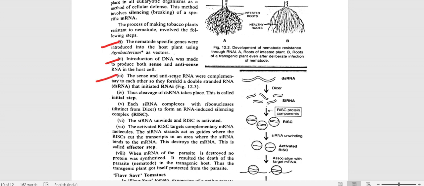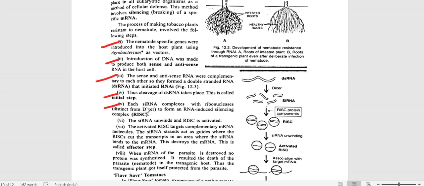Next, the sense and antisense RNA were complementary to each other, so they formed a double-stranded RNA that initiated RNAi. Next, thus cleavage of double-stranded RNA takes place. This is called the initial step.